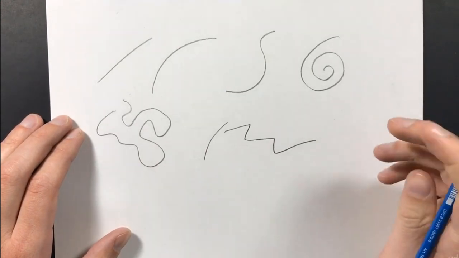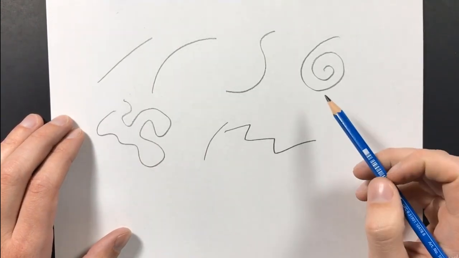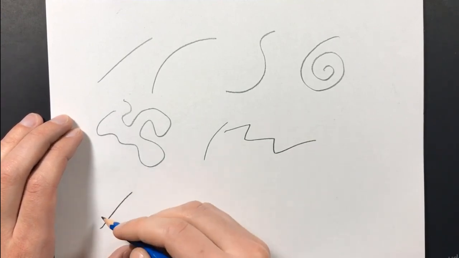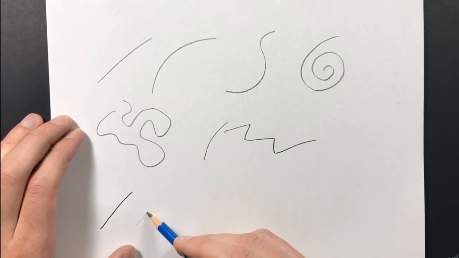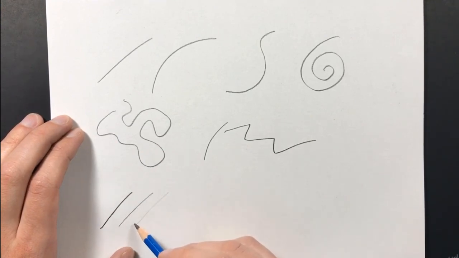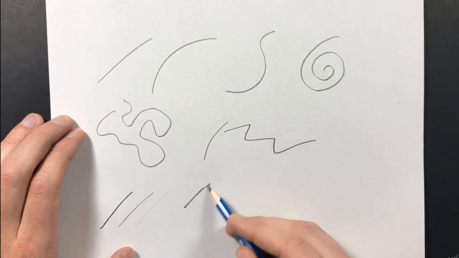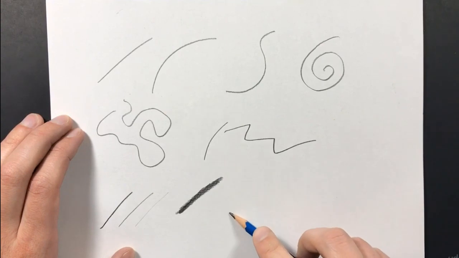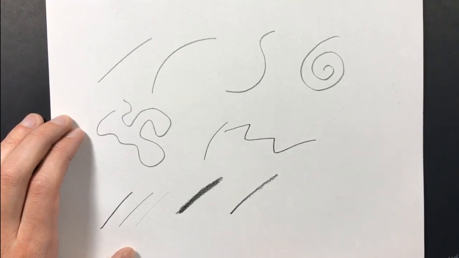And there's different things that you can do to make your lines look different. So first off, you can draw a dark line by pushing really hard with your pencil, or you can draw a light line by drawing softly, or you can draw one in between, like so. You can also create very thick lines by drawing lots of lines together, or you can draw with the edge of your pencil, like so.